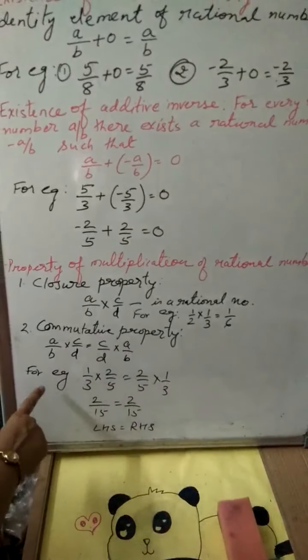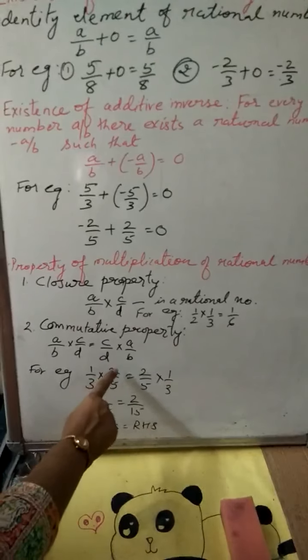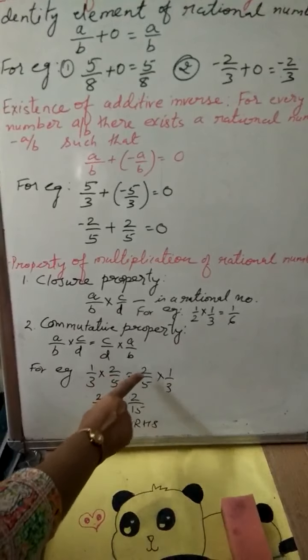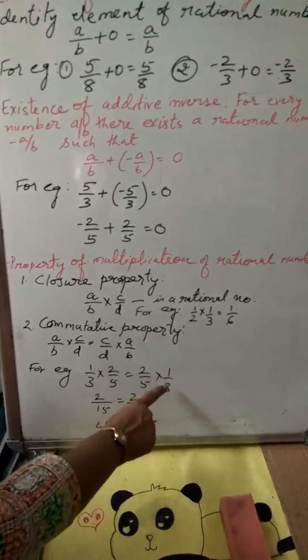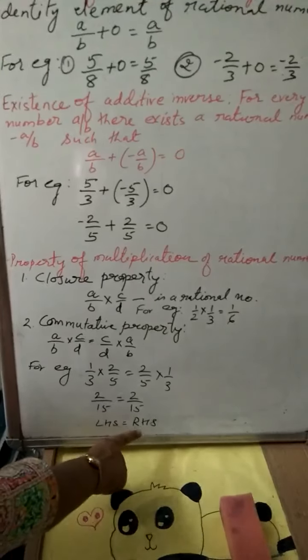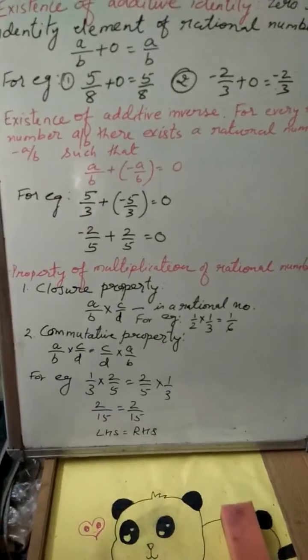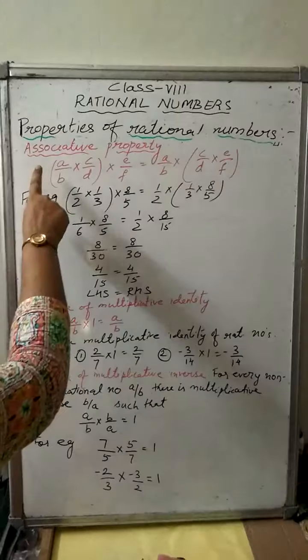Now this is being proved by taking an example. 1 by 3 into 2 by 5 is equal to 2 by 5 into 1 by 3. So the result, you can see LHS is equal to RHS. Now the next property is the associative property.